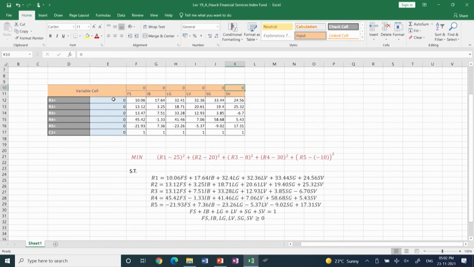Now, look at this E12. E12 is the sum product of F10 to K10 and F12 to K12, that is R1, R2, R3, R4, R5. The last cell, E17, is the sum of the probabilities. So, the sum of the probabilities is F10 to K10 and F17 to K17, because it is 1, it is just the sum of the probabilities. Sum product will be equal to the sum of the probabilities.